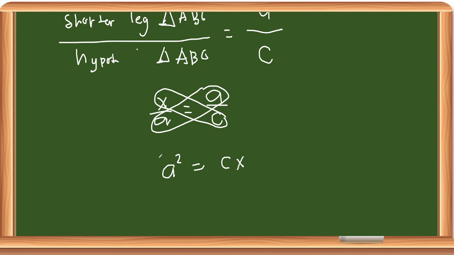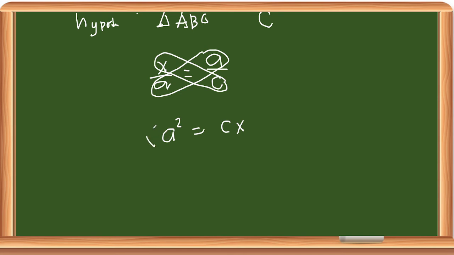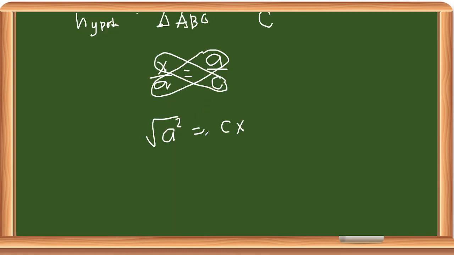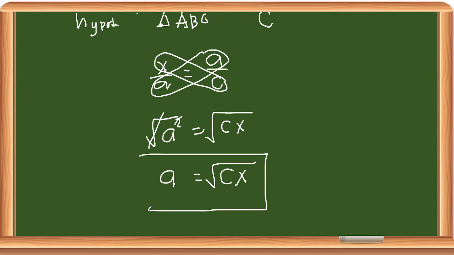Now, if you are asked to find for A, yung A, it is the shorter leg of the original, no? Ito. Pag itong pinapahanap, you can use this formula. So, let's extract the square root of both sides para makancel natin yan. Magiging A na lang is equal to the square root of the product of C times X. Okay? So, yan yung magiging formula.